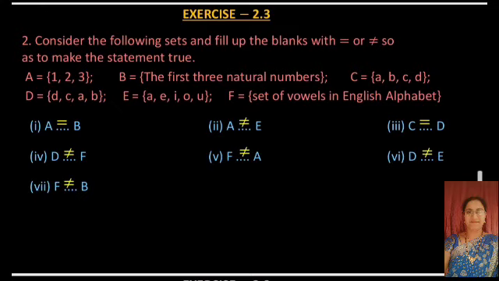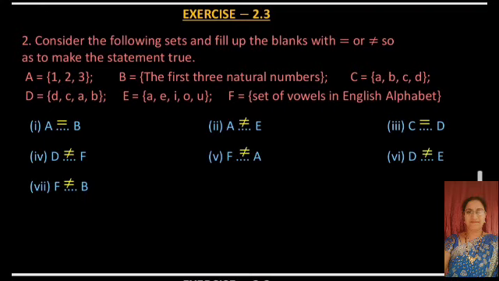Okay. So if you write down all the 6 sets in your notebook, then what will you observe? First one, A is equal to B or not? Because A and B are same. The first three natural numbers are present in A set. Next one, A is equal to or not equal to E? If you observe, A and E are not equal, because the elements of A set are 1, 2, 3. The elements of E set are A, E, I, O, U. So these are not equal sets.